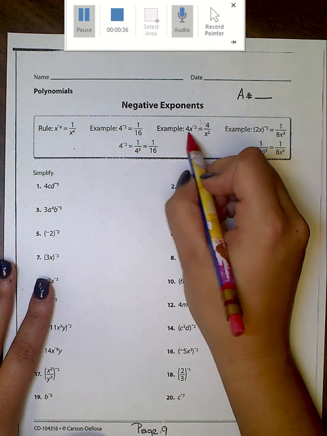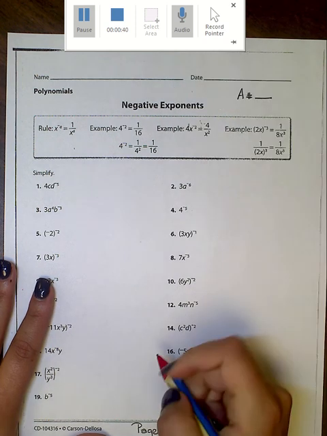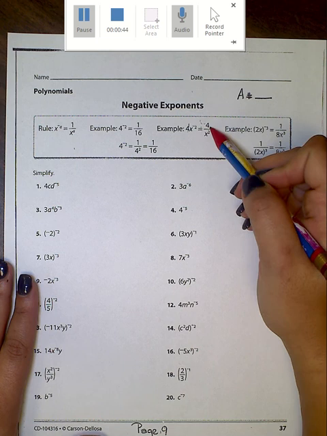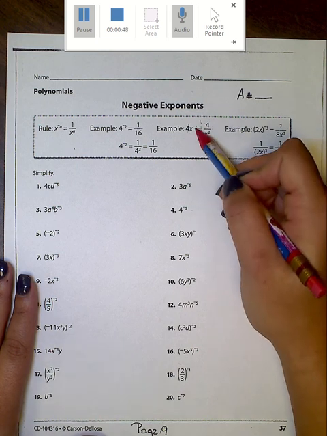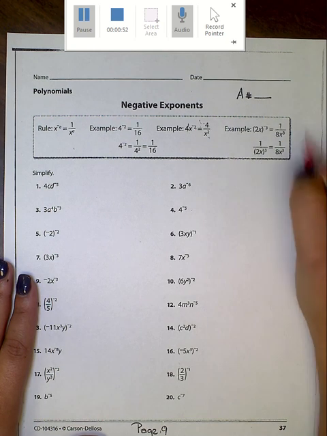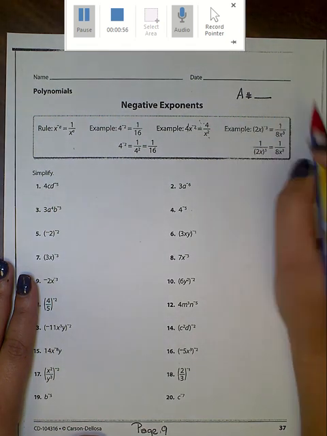You need to remember that the coefficient also has a positive exponent of 1. Because it has a positive exponent of 1, that does not mean that it moves to the denominator. It stays in the numerator. However, x to the negative second has a negative exponent, therefore that needs to move into the denominator. Therefore, our final answer is 4 over x squared.